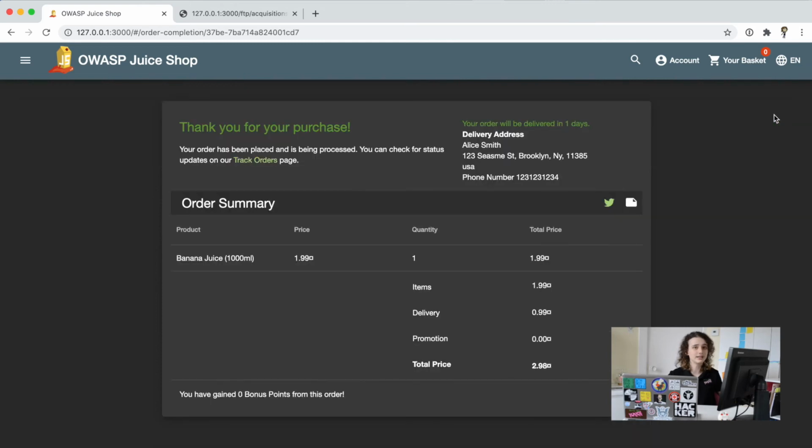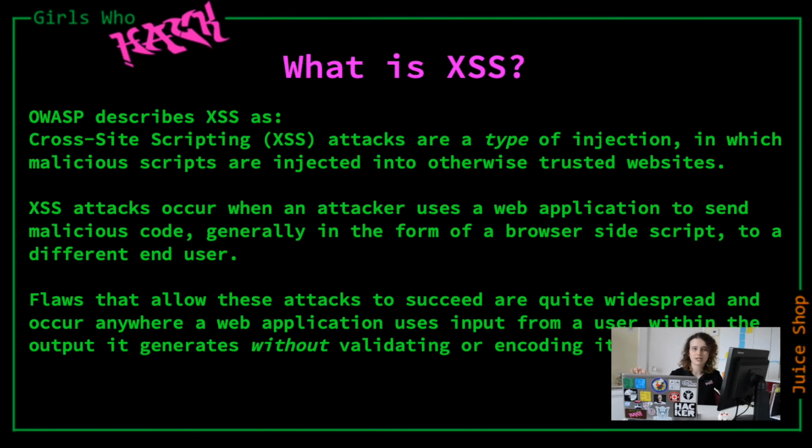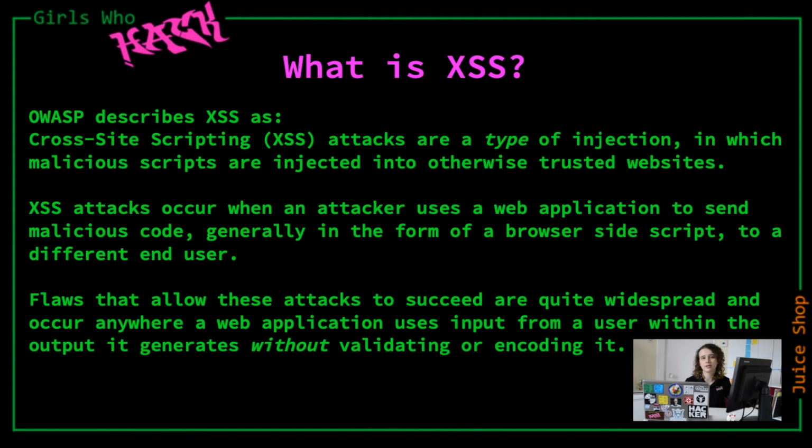That was pretty cool. But let's try a new type of attack called cross-site scripting. What is cross-site scripting, you may ask? OWASP describes cross-site scripting as: cross-site scripting attacks are a type of injection in which malicious scripts are injected into otherwise trusted websites. Cross-site scripting attacks occur when an attacker uses a web application to send malicious code, generally in the form of a browser-side script, to a different end user. Flaws that allow these attacks to succeed are quite widespread and occur anywhere a web application uses input from a user within the output it generates without validating or encoding it.